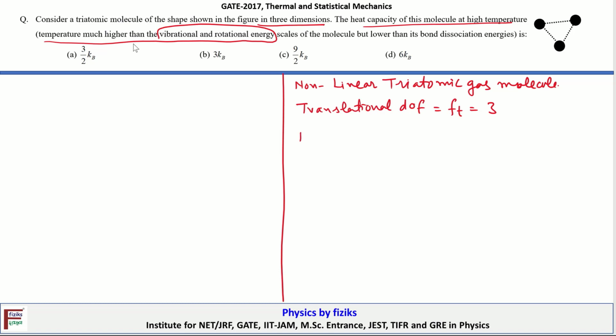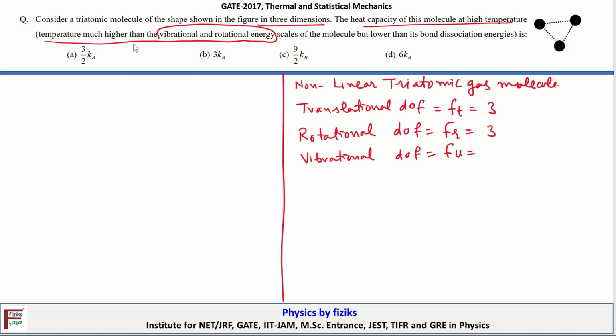And then come to the rotational degrees of freedom. So let's denote them as F rotational. Okay, because it is a 3-dimensional molecule, so therefore instead of 2 we will have 3 rotational degrees of freedom here. Now the vibrational degrees of freedom, I will denote that as F V.